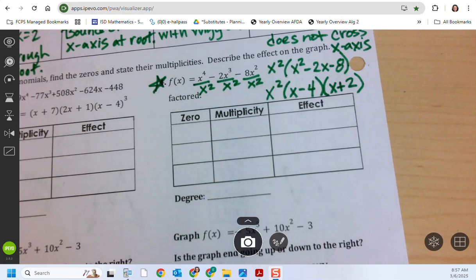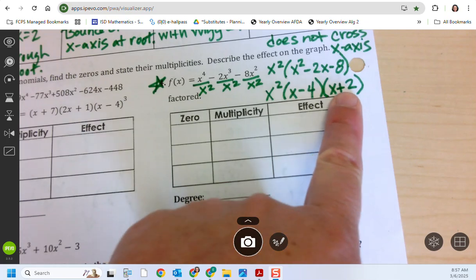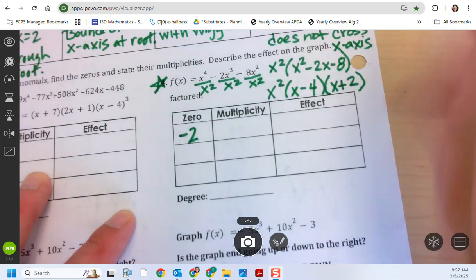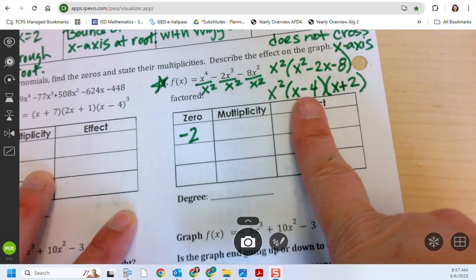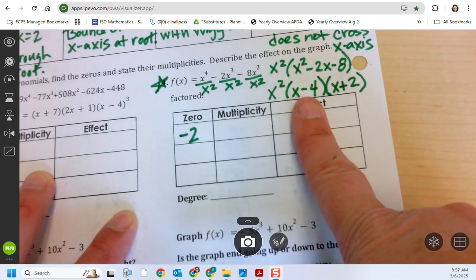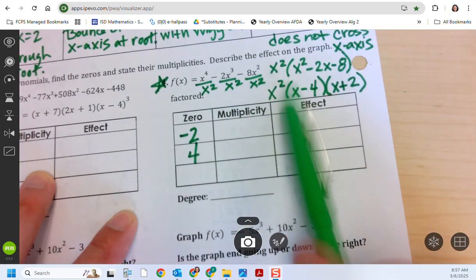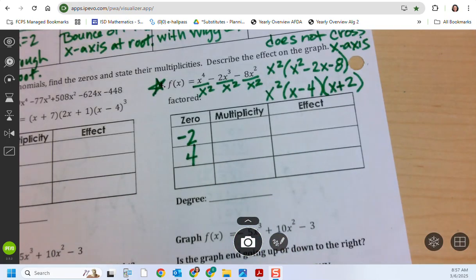Okay, so each of those factors gives you a 0. X plus 2 gives you what 0? Negative 2. X minus 4 gives you positive 4. And x squared equals 0. X squared equals 0 gives you x equals 0. Still 0.